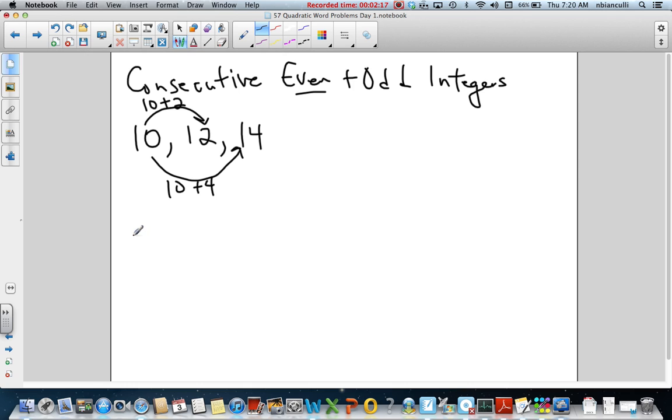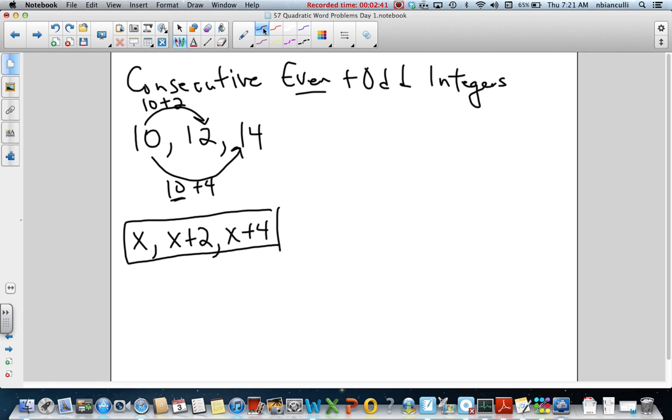So if you think about what this means, if I start off with an unknown even number, x, the next even integer would be that number, x, plus 2. And the next one would be the original number, the x, or the 10, plus 4. And this is how we'll represent consecutive even integers.